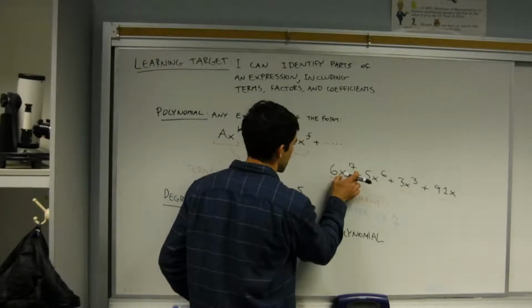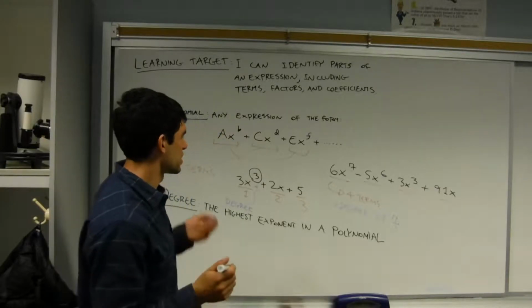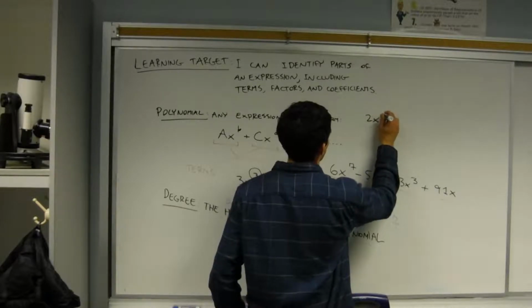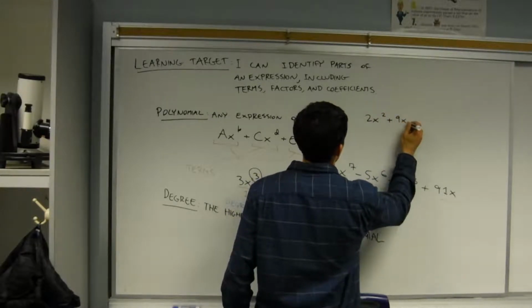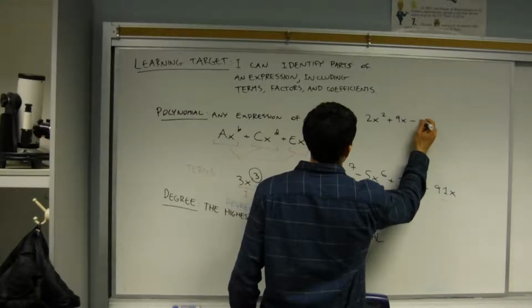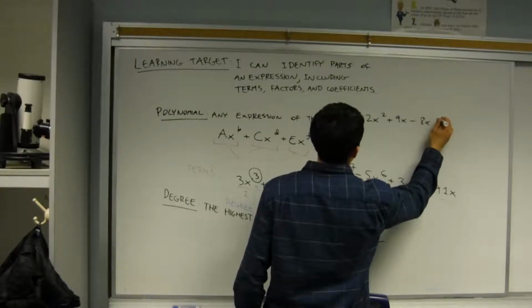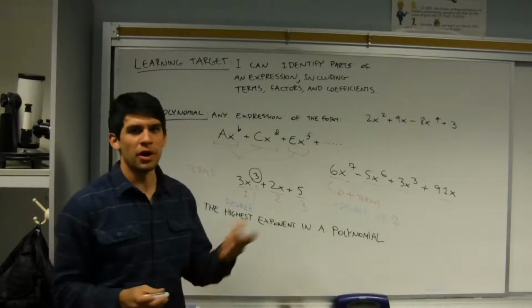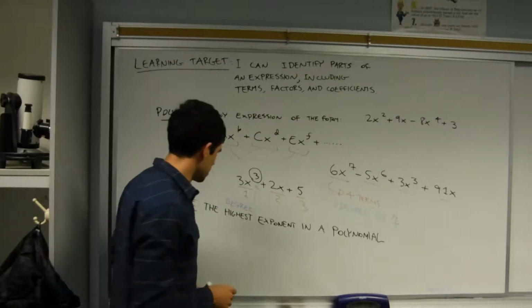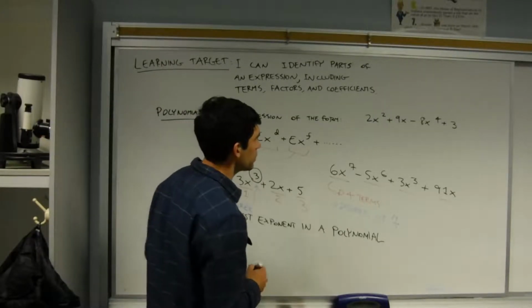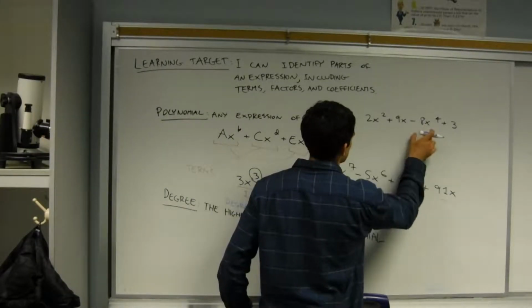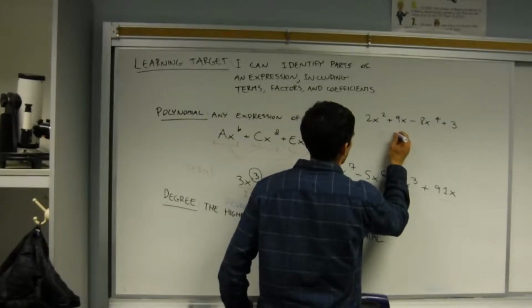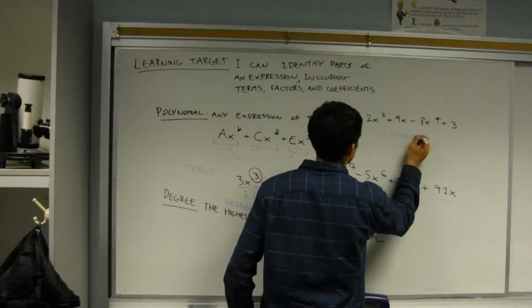You do have to be careful in that you will get examples where the term with the highest exponent is not listed first. For example, we might have 2x squared plus 9x minus 8x to the 4th plus 3. That's still a polynomial expression, but you see the degree, the highest exponent, is 4. So 4 would be our degree.